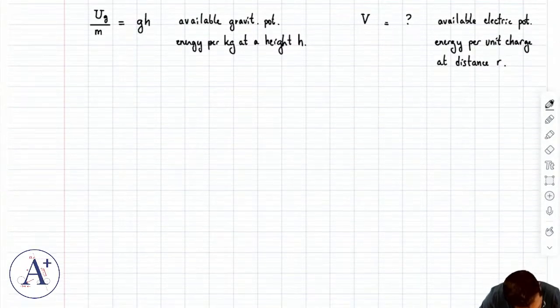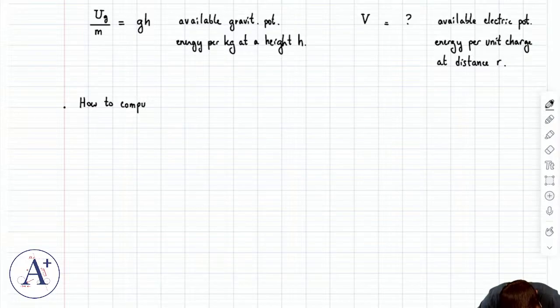So, how to compute capital V, or, depending on the case, delta V.